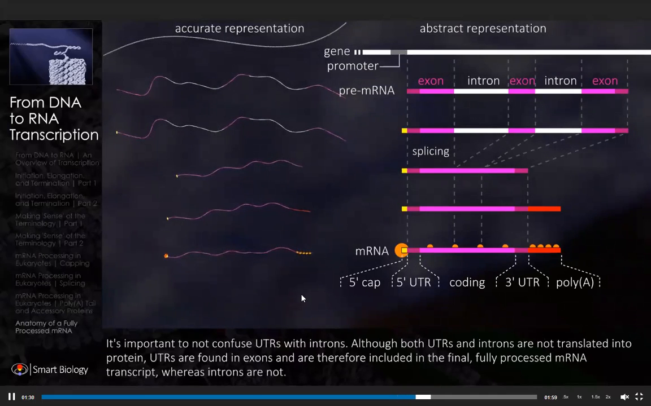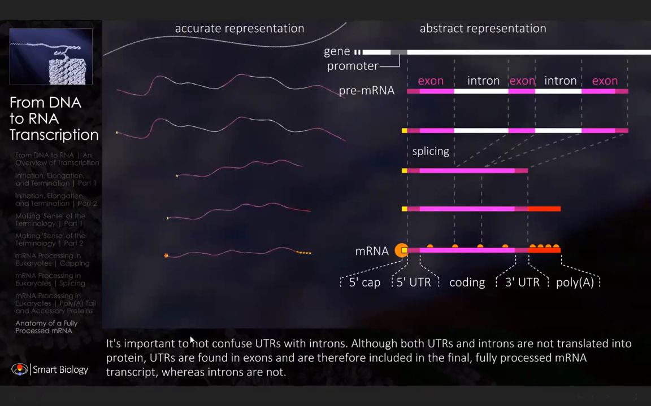So UTRs should not be confused with introns. Although UTRs and introns are not translated into the protein, UTRs are found in exons. So it is a part of the exon of the coding sequence of the DNA. The UTR is a part of it, but when it comes to the mRNA, it will not be translated into a protein. The UTRs are included in the final fully processed mRNA, but the introns are not.